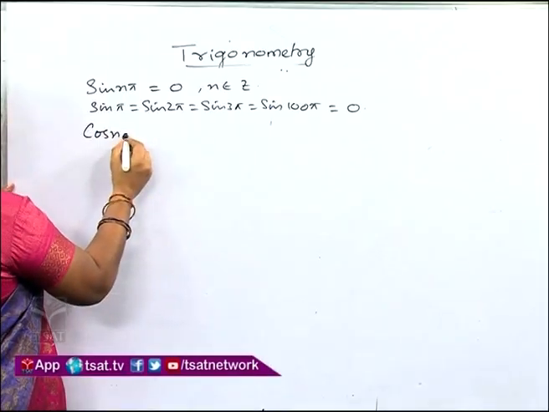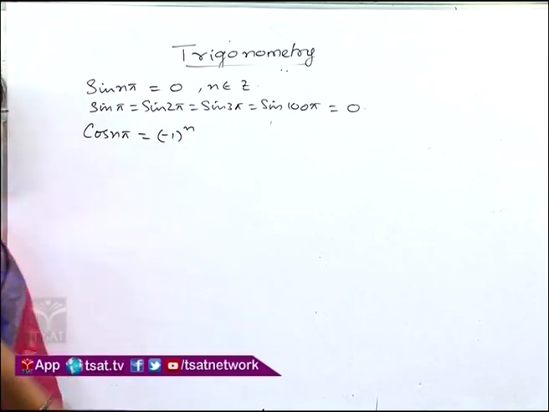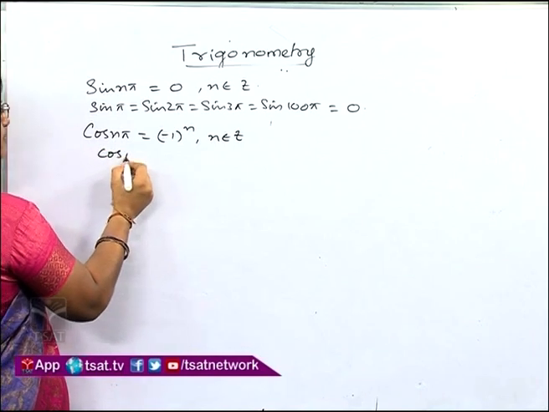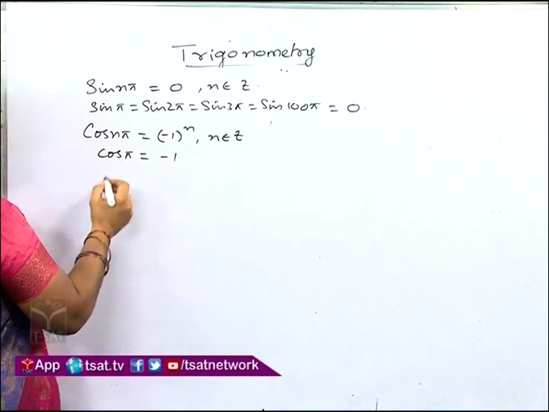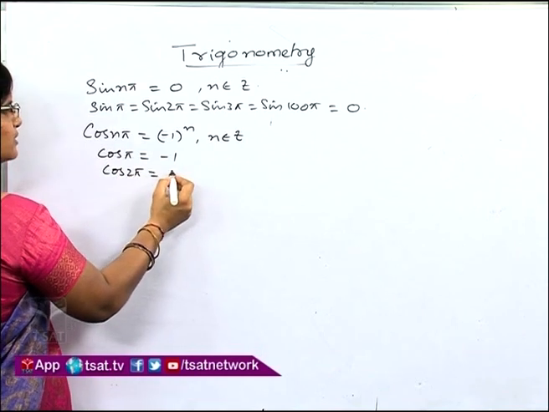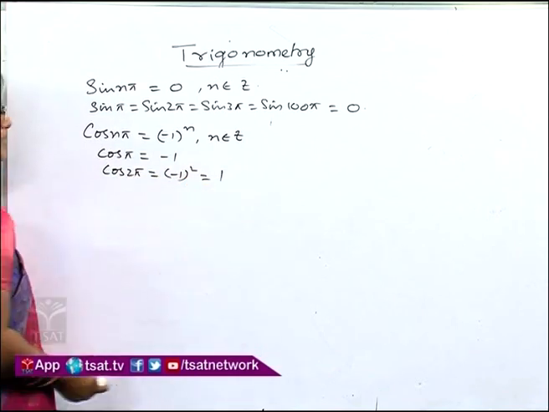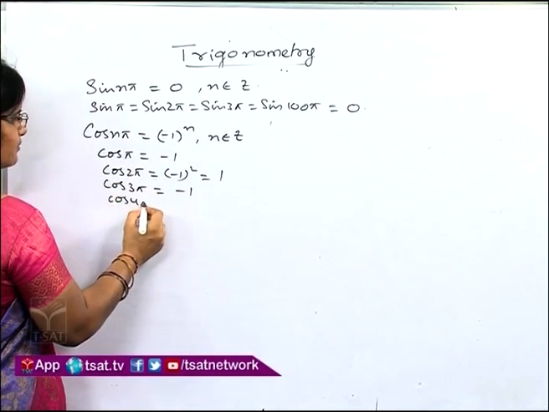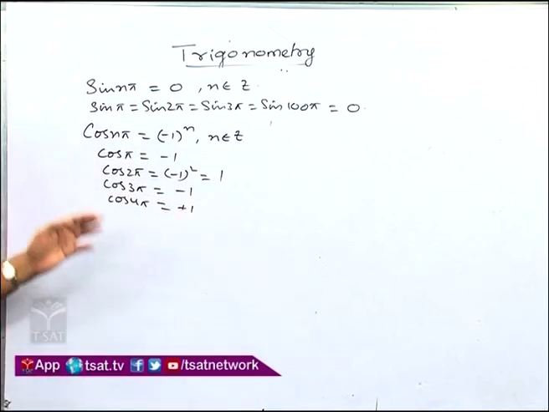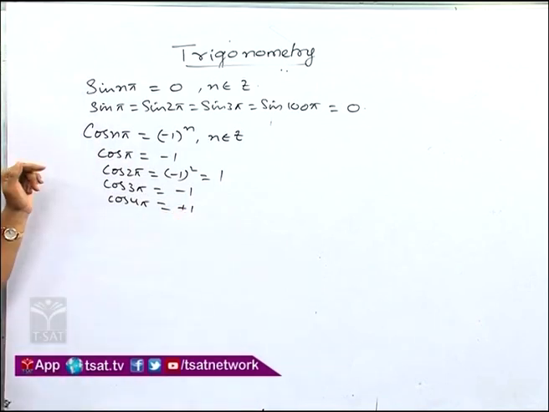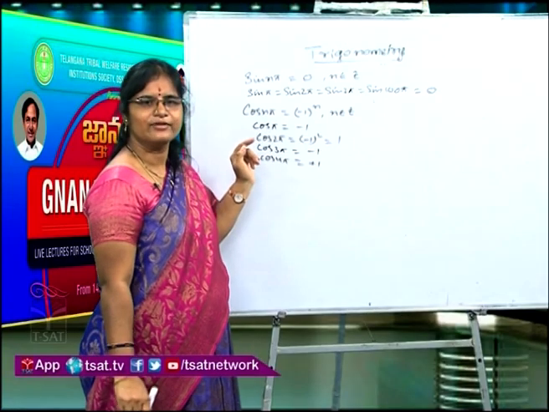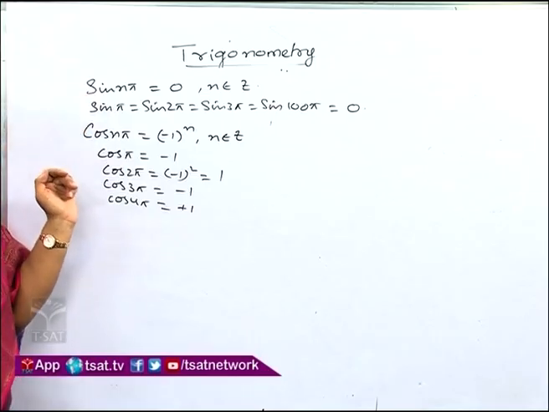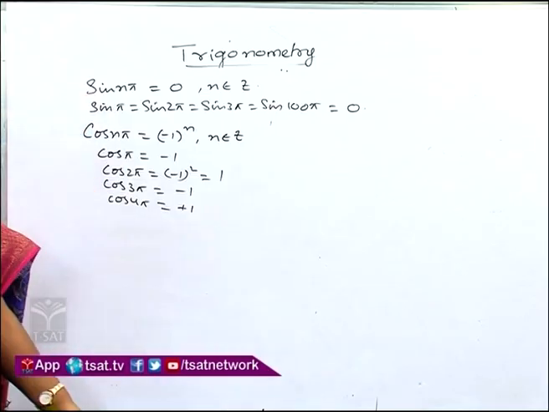And cos n pi equal to minus 1 whole power n, here also n belongs to Z. So, cos pi, n value is 1, that is minus 1; cos 2 pi is minus 1 whole square, which is plus 1; cos 3 pi is minus 1; cos 4 pi is plus 1. So, for odd multiples of n we are going to get minus 1, and for even multiples of n we are going to get plus 1. So, in this way we can remember sin n pi and cos n pi. In further studies it will be useful, children.